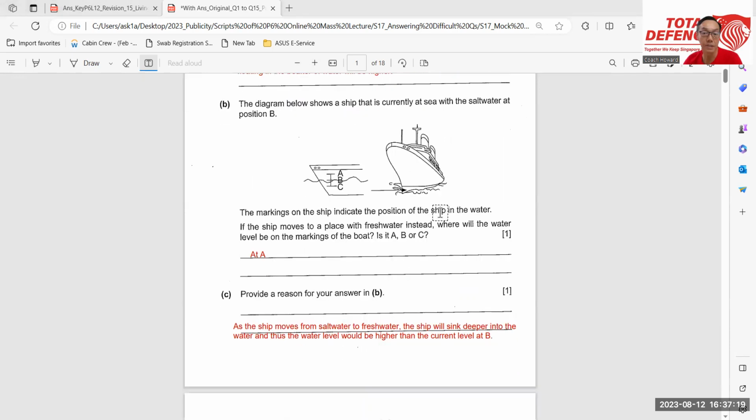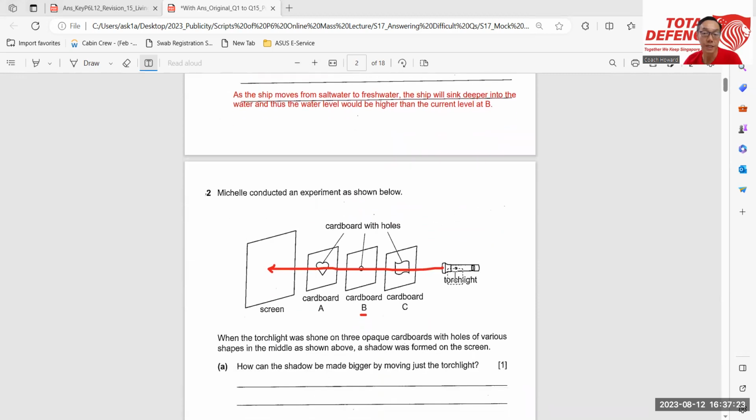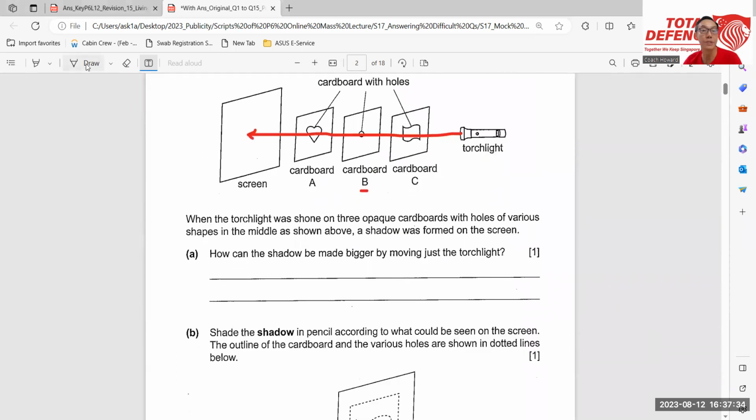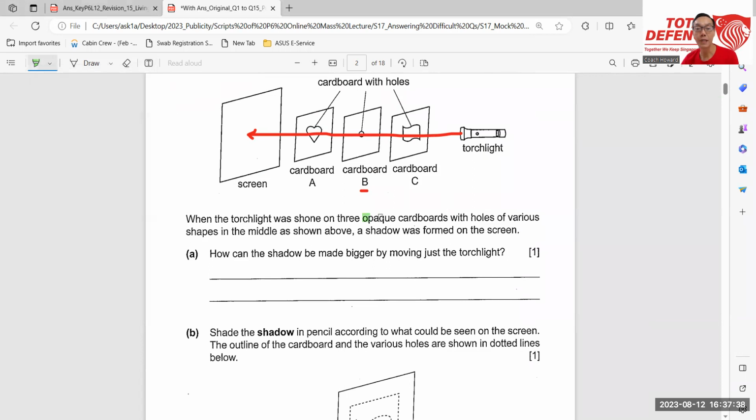Moving on to the next question. I want you to draw a straight line from the torch shining through cardboard C, B, and A. They say when the torch was shone on 3 opaque cardboards, I want you to highlight this part, opaque cardboards means light cannot pass through, with holes of various shapes in the middle, as shown, a shadow was formed on this screen.